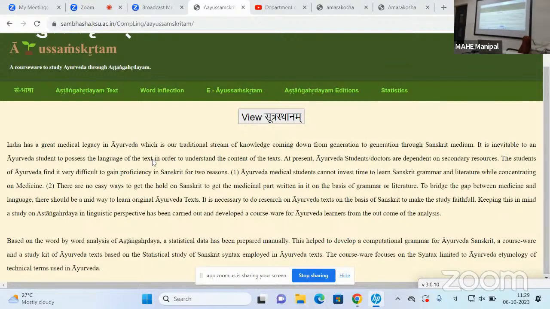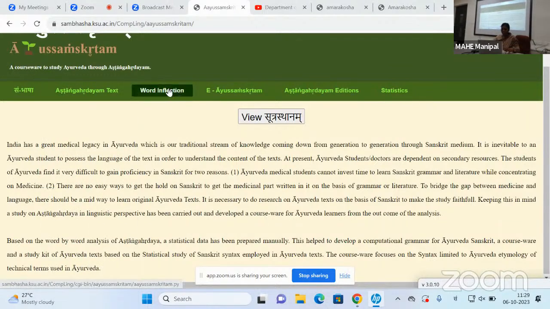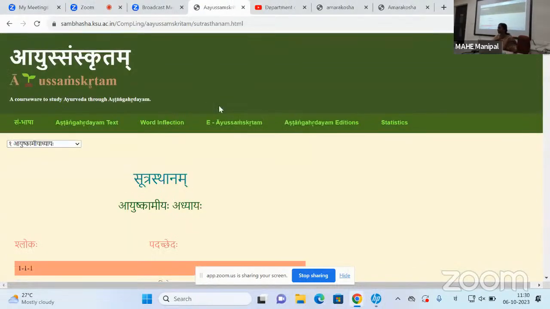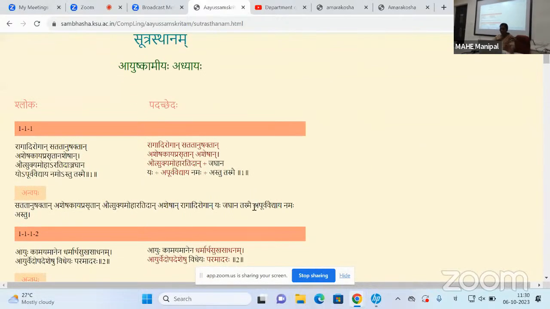That's why I show you that. Like this, you can also take some technical text, and you can also do this. See, this is the text, Ayurvedasya Samskritam. Okay. See, this is the first sthana. You can see this. This is the sloka.